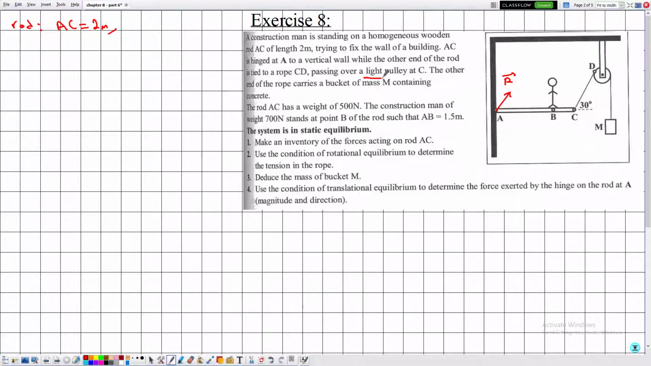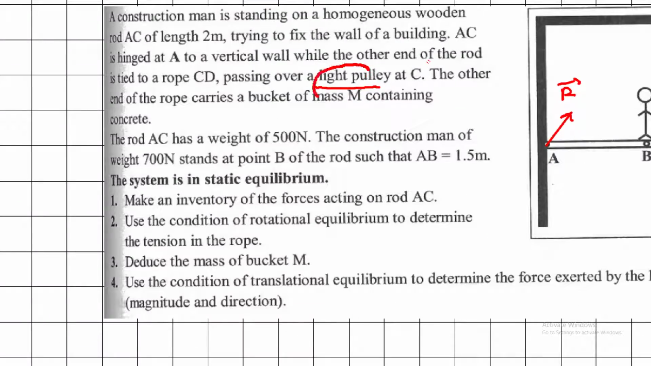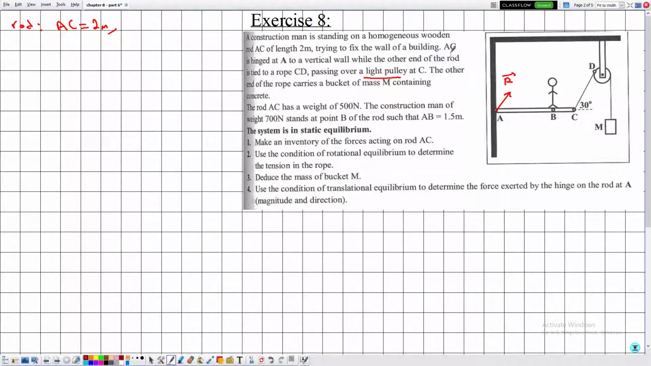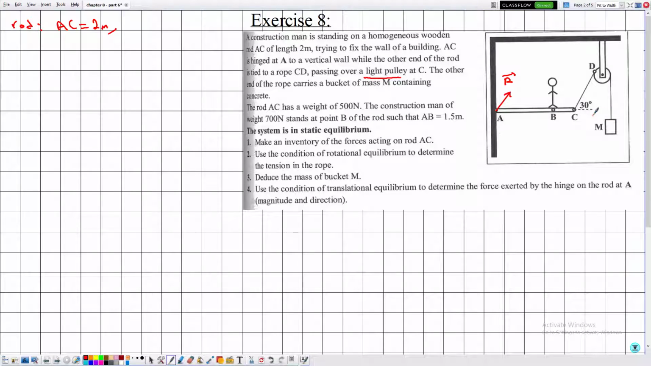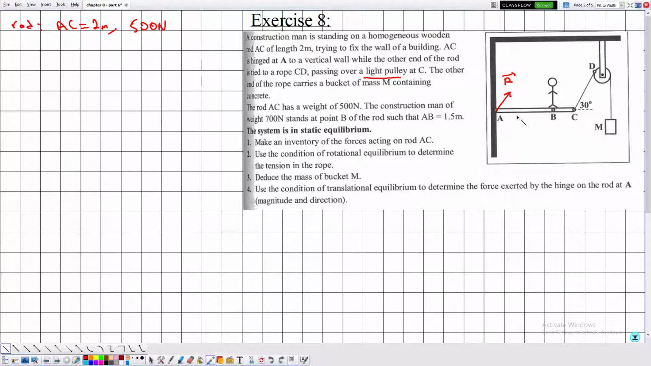This is important. Later on, I will also explain what is meant by a light pulley. This terminology is extremely important. The end of the rope carries a bucket of mass M containing concrete. Concrete is a special type of material used in construction. Now the rod AC has a weight of 500 newtons. And because the rod is homogeneous, we suppose that the weight is acting at the center of the rod, which is like this.